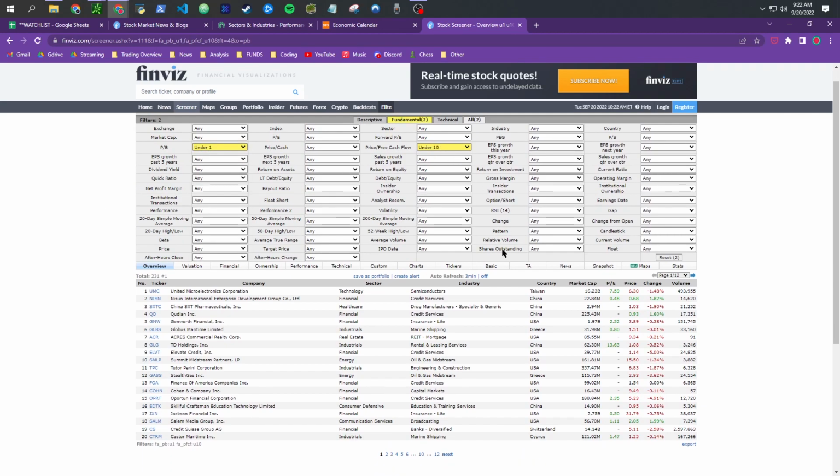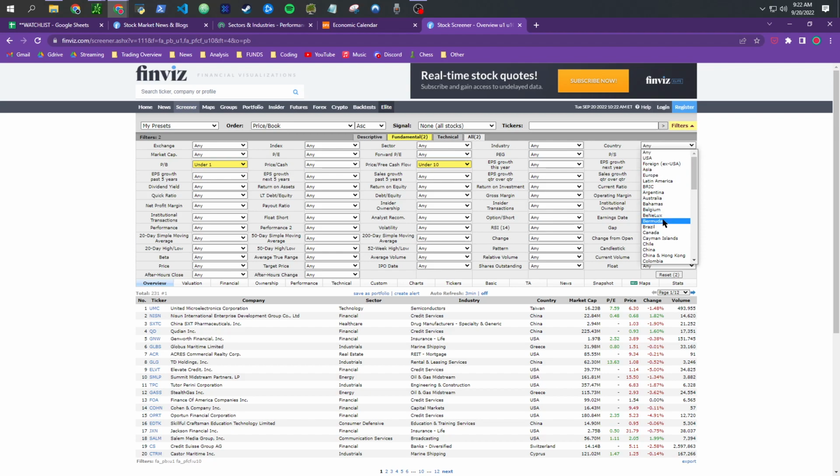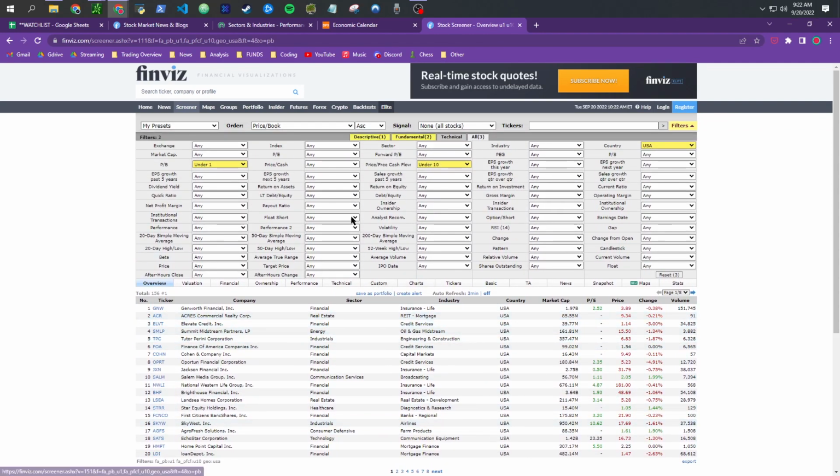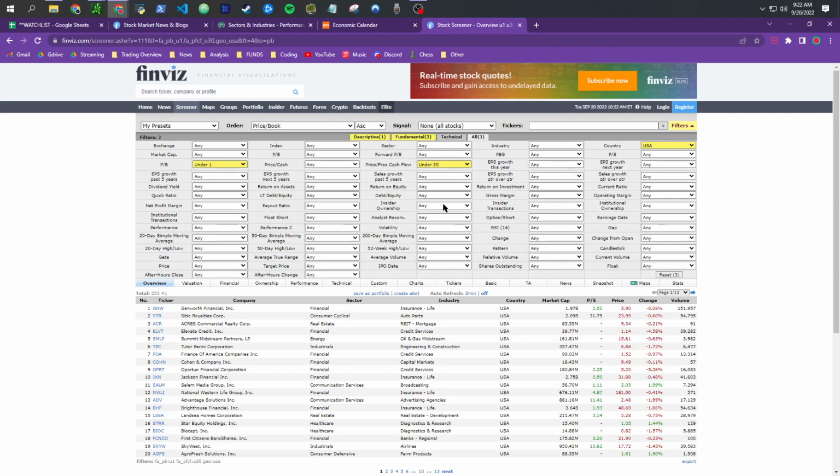We're getting a good amount of stocks here, right? So we can filter out other countries. We want to just look at the U.S., for example. So there are a lot of different things you can do here. Insider ownership.